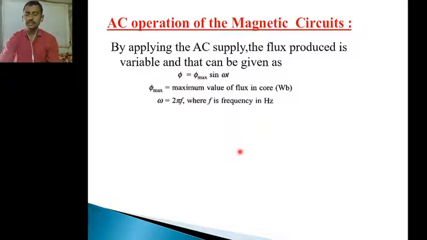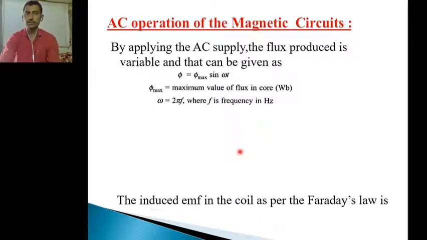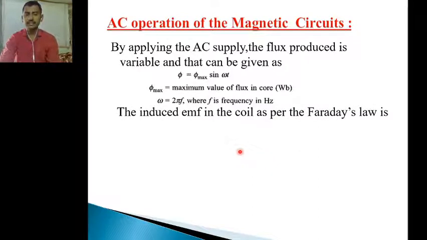We already know the EMF equation formula, E is equal to n into d phi by dt. Here phi is phi maximum into sin omega t. So the derivative of phi maximum into sin omega t is omega into cos omega t. Finally we get the formula E is equal to omega into n into phi maximum into cos omega t. Why? Because we differentiate with respect to time, so there is no dt term in the denominator.